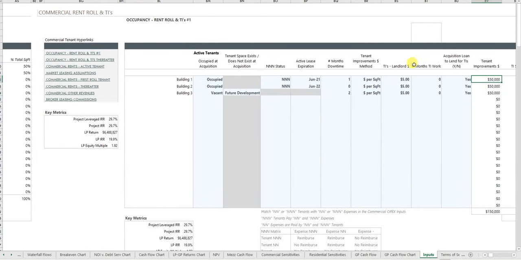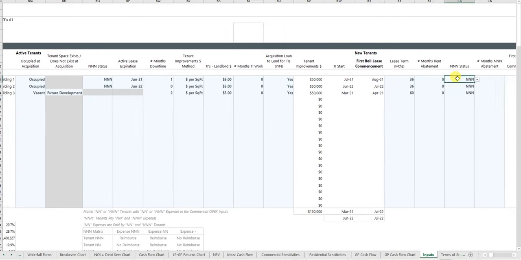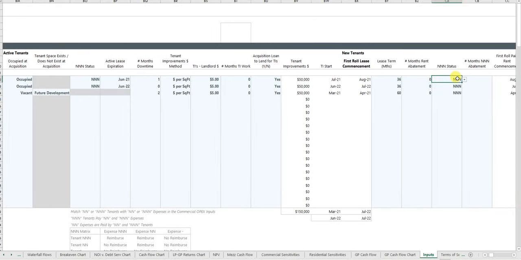On the commercial side, you have tenant-by-tenant rent roll flips, and so you can say it's currently occupied, there's an active tenant, they are triple net, and their lease ends in June of 2021. You're going to have 1 month of downtime. They're going to have $5 a square in TIs. You're going to have no TI downtime for that, and the acquisition loan is going to contribute towards the cost of the renovation. And after that, you're looking at the new tenant in the next rent roll. Their term is going to be 36 months, no rent abatement. They're also going to be triple net.